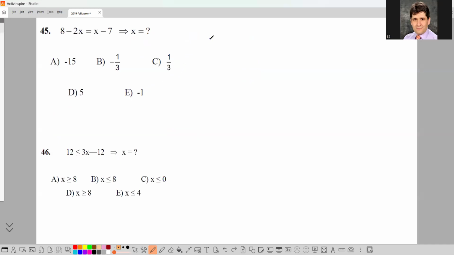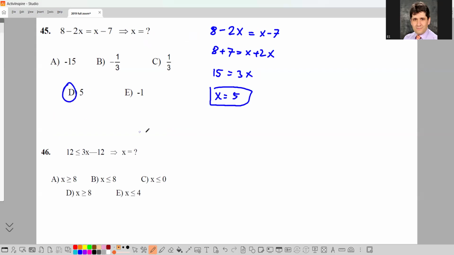Next question is solving a linear equation. So we have 8 minus 2x is equal to x minus 7. So I get 8 plus 7 is x plus 2x, by taking this to the other side and taking negative 7 to the left side. As you know from previous lessons, it's better to think in terms of adding a number rather than taking it to the other side, but it's fine. So you get 15 is equal to 3x. That makes x 5. So here it is.